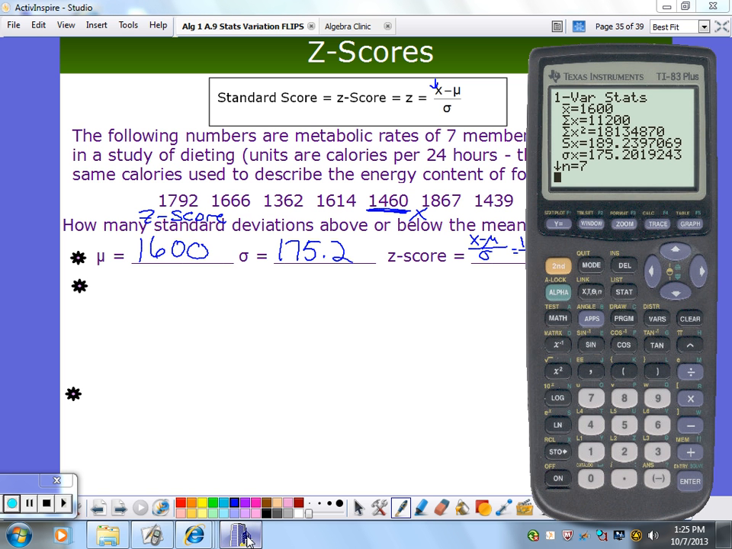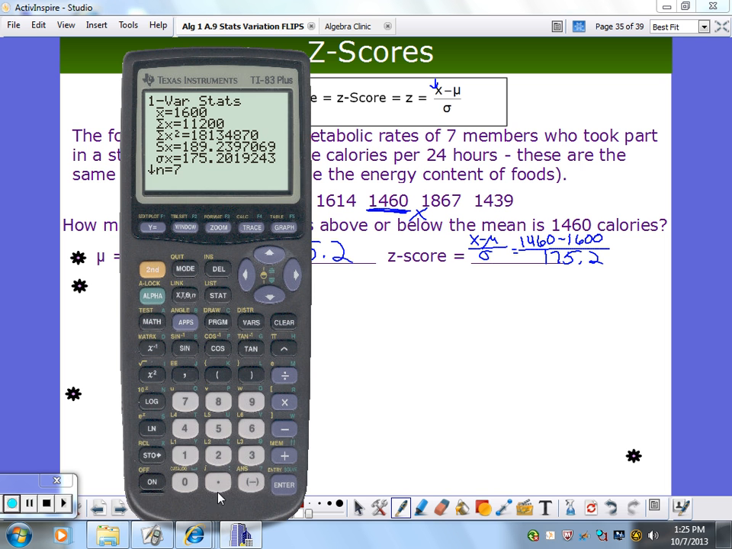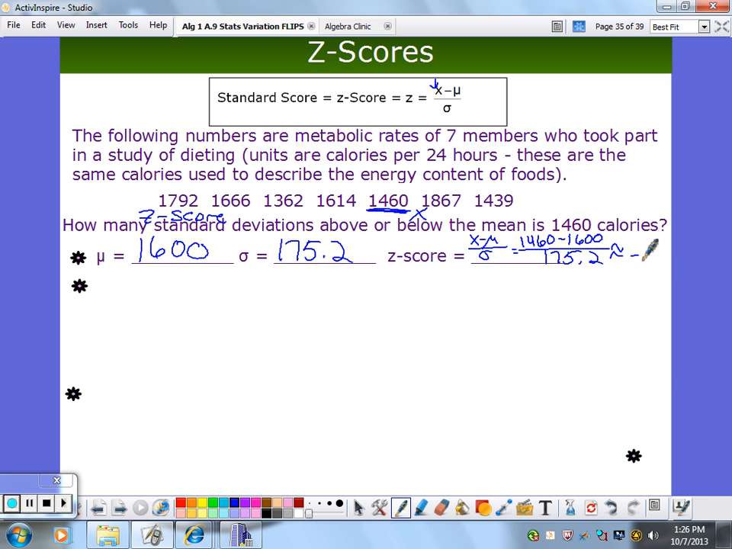I am going to use a calculator for that. 1460 minus 1600 divided by 175.2. Notice how I hit enter there so that I get the accurate order of operations. Approximately negative 0.8. So what does that mean? That 1460 is approximately negative 0.8. It's 0.8 standard deviations below the mean. Almost a whole standard deviation below the mean, not quite.